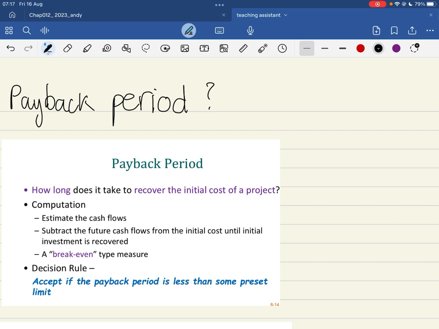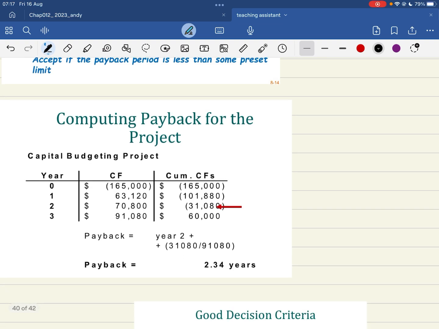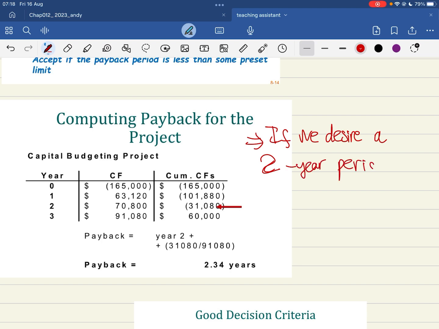Let's do an example together to understand it. Here, we want to try to answer the question: if we desire a 2-year payback period, will we accept the project? Let's take a look at the example. In year 0, you have the cash flow of minus 165,000 USD.